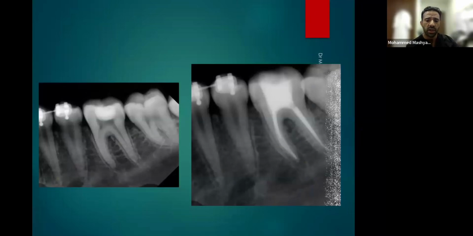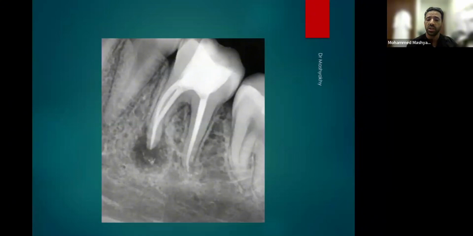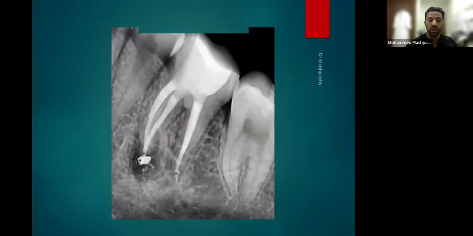This is another case. I did a root canal treatment, everything looked fine to me. Then the patient came and there is a lesion, it failed. The message from here is that no matter who you are, no matter how good your work, failure is there. There is always a chance of failure. So I did the retreatment and hopefully the patient is doing well so far.